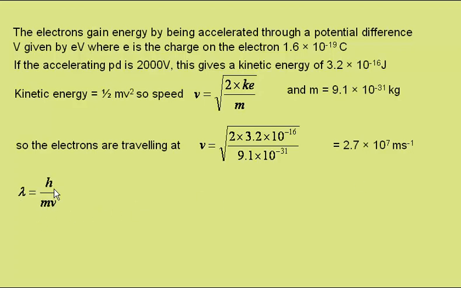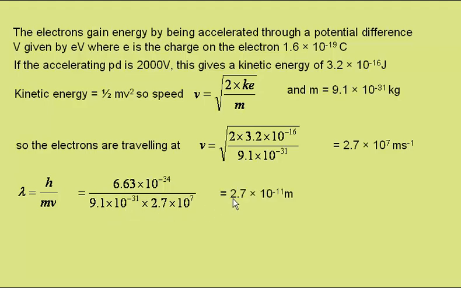Lambda is equal to h over mv, Planck's constant over momentum, which is 6.63 times 10 to the minus 34 joule seconds, Planck's constant, over the mass of the electron times the speed of the electrons. This gives a de Broglie wavelength of 2.7 times 10 to the minus 11 meters, a very small wavelength. This is around about the wavelength we'd expect of X-rays.